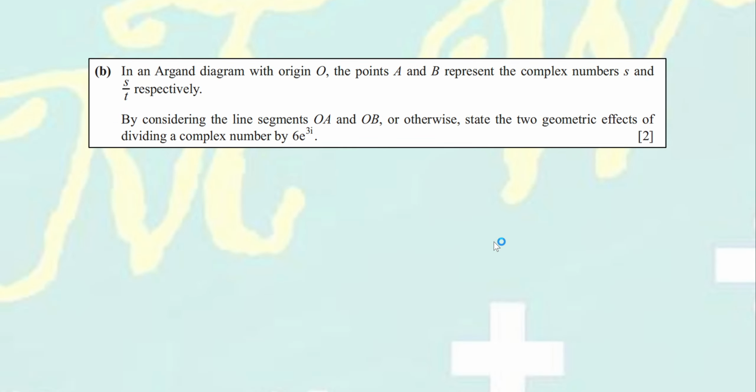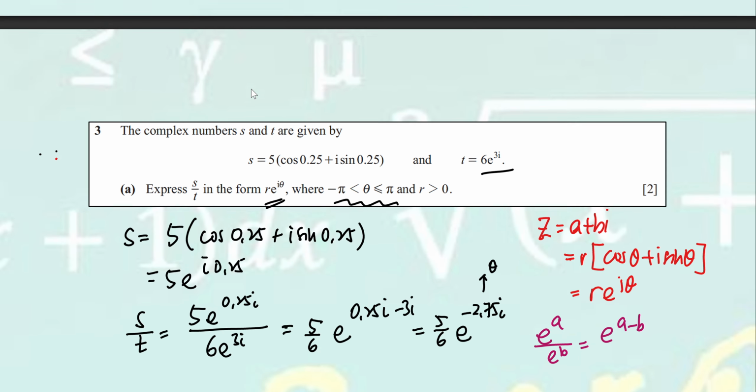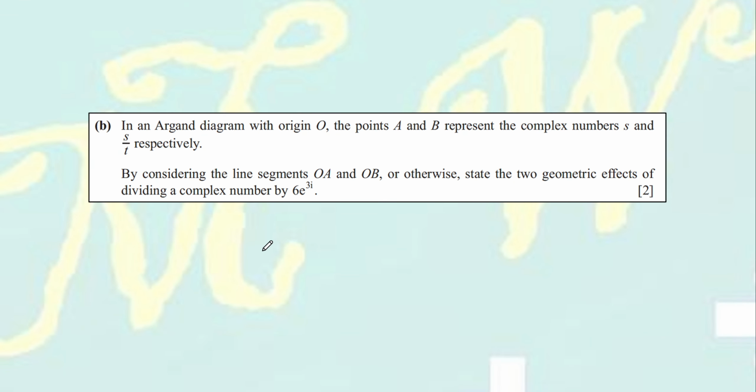Okay, now (b). In an Argand diagram with origin O, the points A and B represent the complex numbers s and s over t respectively. By considering the line segments OA and OB, or otherwise, state the two geometric effects of dividing a complex number by 6e^(3i). So the 6e^(3i) is basically the t. Alright, so now let's draw the Argand diagram, with the imaginary axis and real axis.